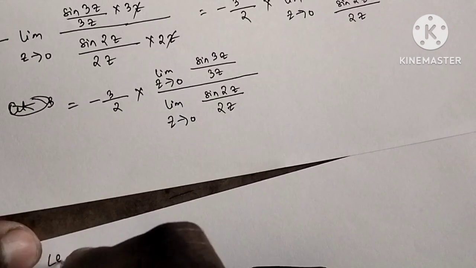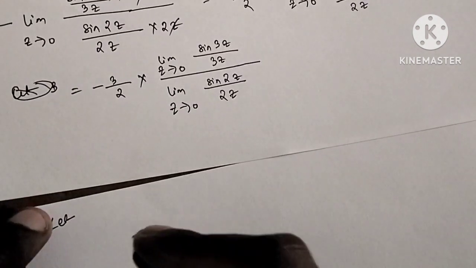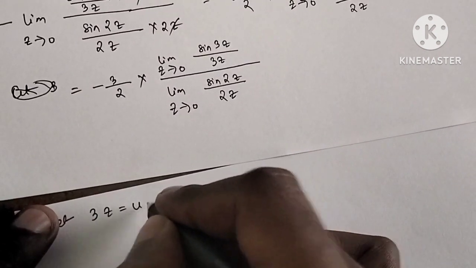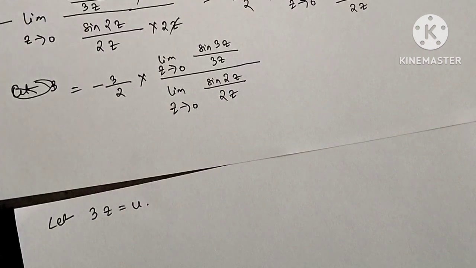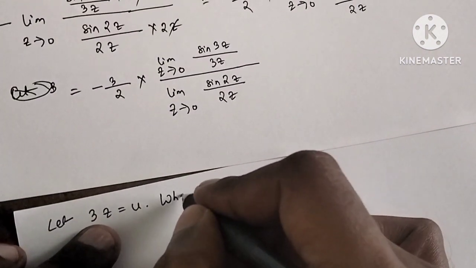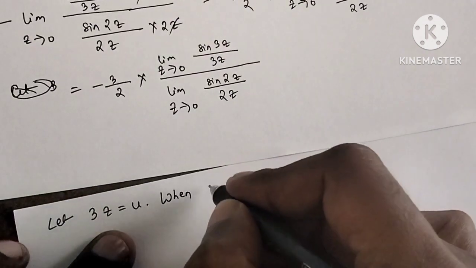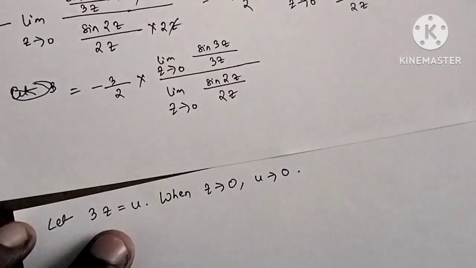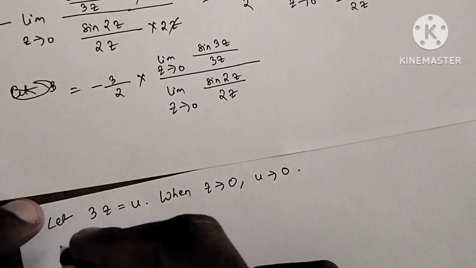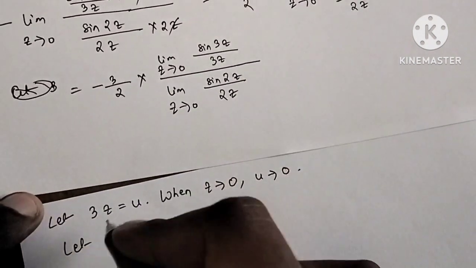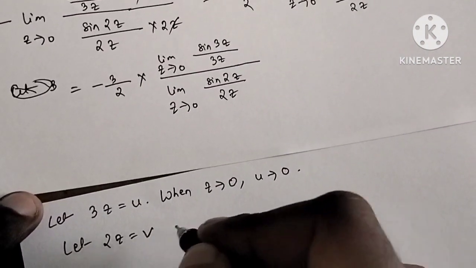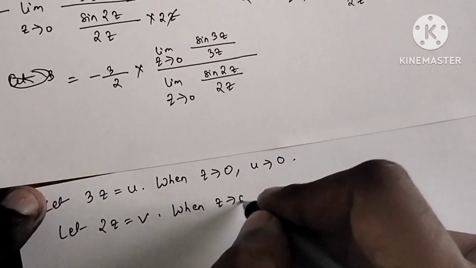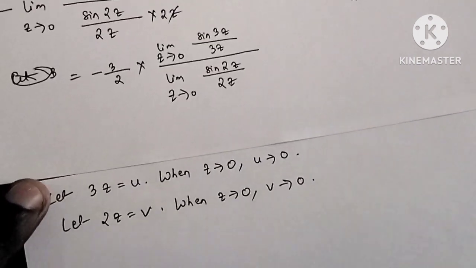So now what will you do? Let 3z is equal to u. So when z tends to 0, u also tends to 0. And let 2z is equal to v. When z tends to 0, v also tends to 0.